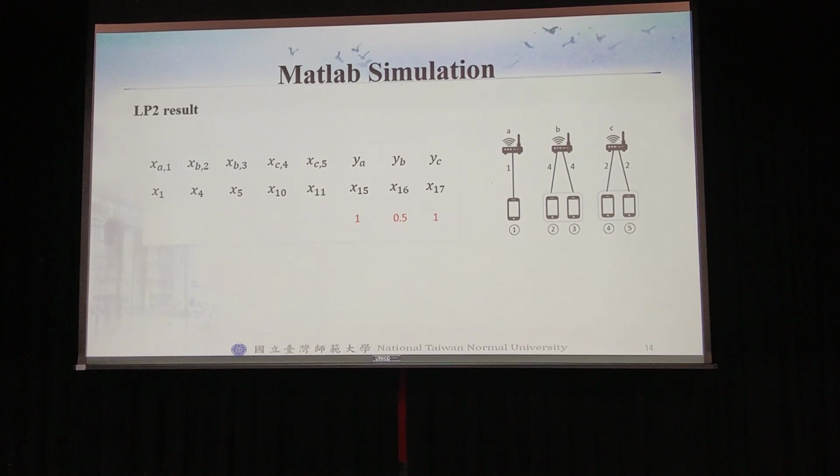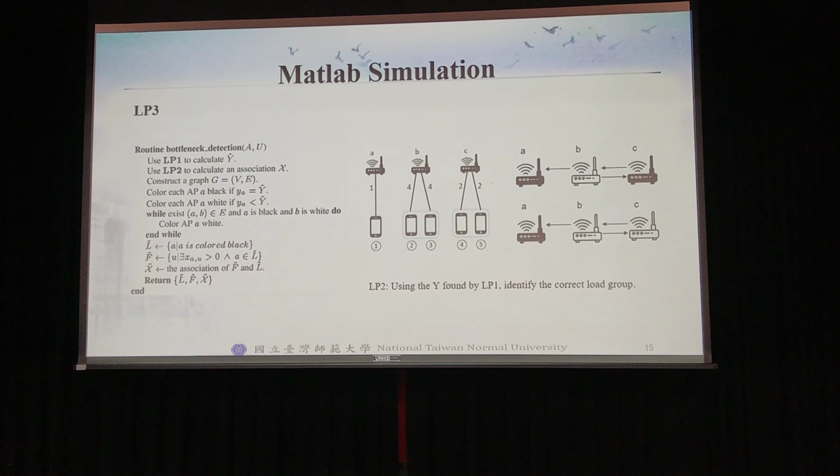And the reason of the LP2 can find YA equals 1, and YB equals 0.5, and YC equals 1. Each AP can generate at most one load group. In this example, with 3 APs, there can be a maximum of 3 load groups. According to the reason, LP2 YA is 1 and YB is 0.5 and YC is 1.